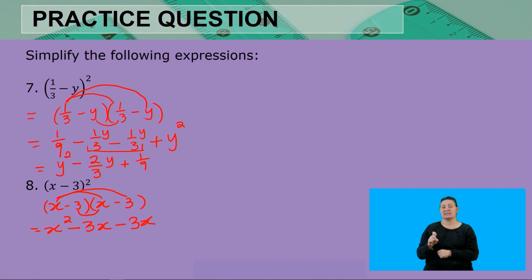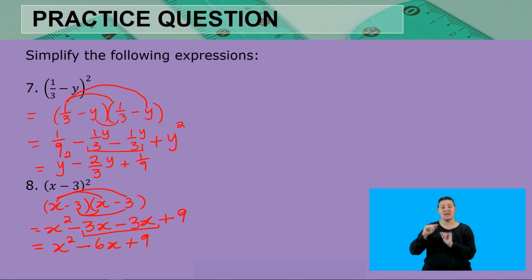That is 3x. And then finally, we are still subtracting, and because in both brackets we are subtracting, it will become a positive. Then 3 multiplied by 3 is a 9. Let's simplify that. Do we have any like terms here? Yes, we do. The 3x and the 3x. So we are going to say x squared. Then what is minus 3x minus 3x? That is a minus 6x plus the 9. And that's our final answer for that.